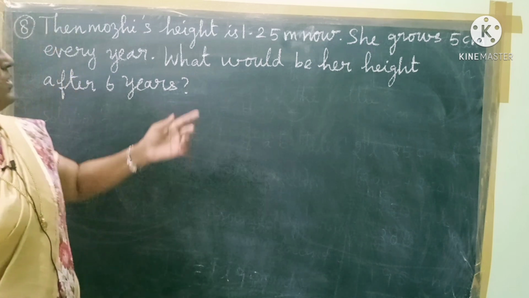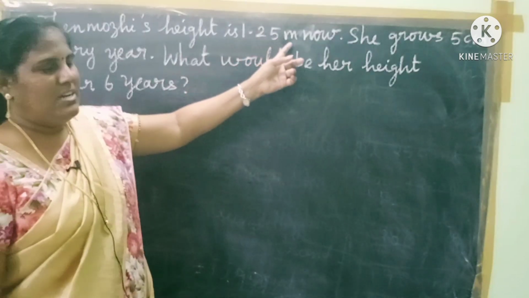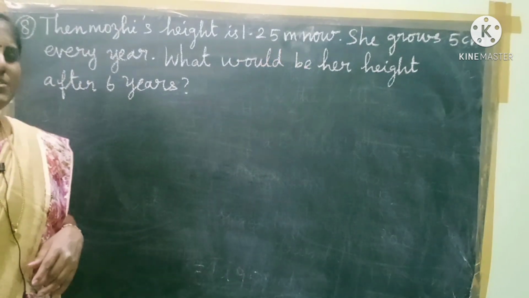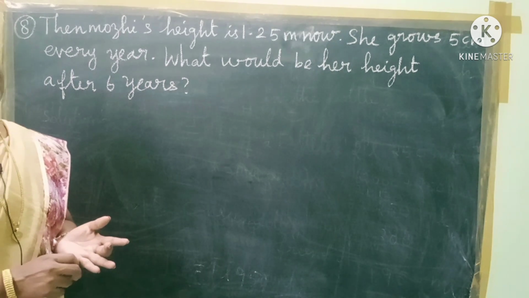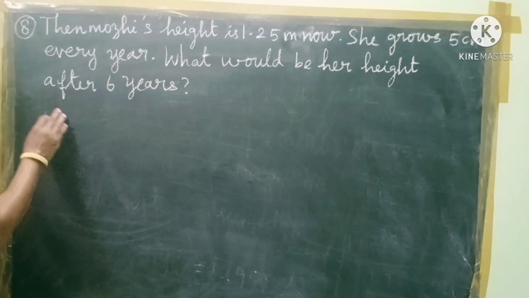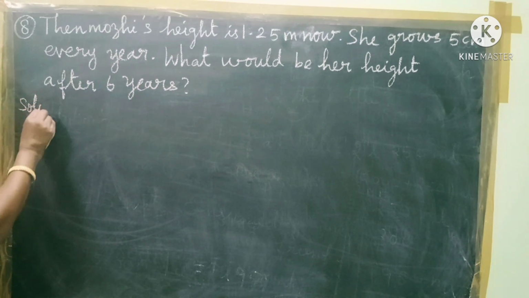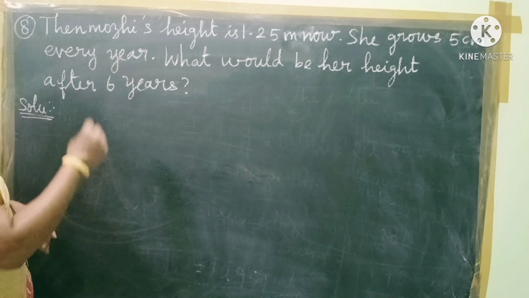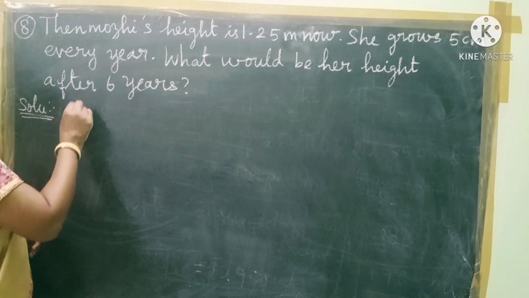Okay. So 1.25 meter plus 30 centimeter. What will the answer be? 1.55. So that is the answer. So now we are going to write it in words. First, you should put solution.